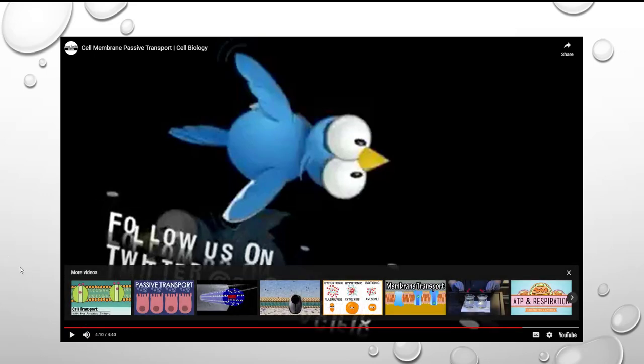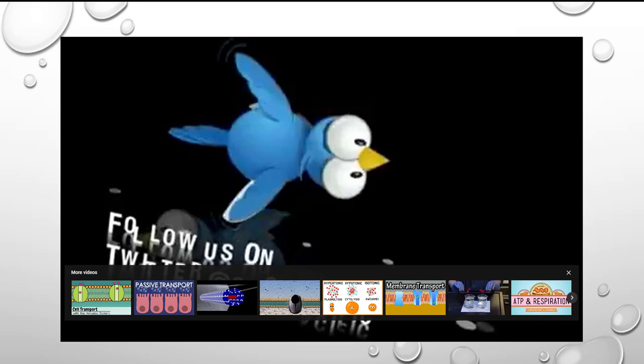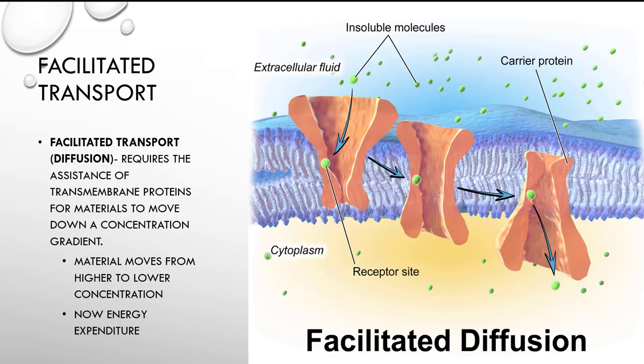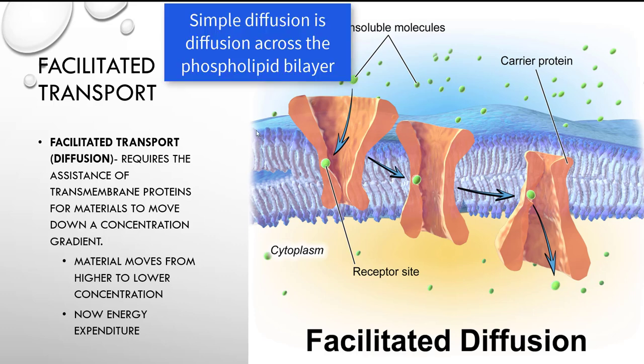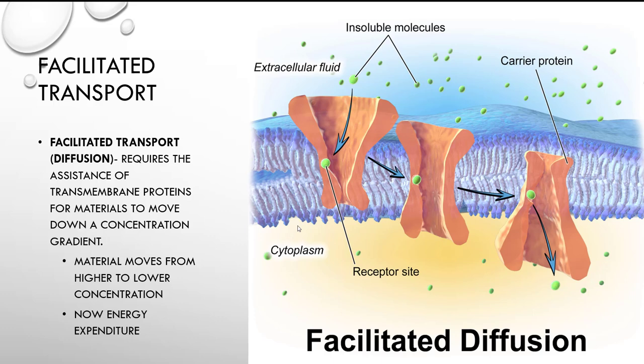Okay, so that video gave us an introduction into facilitated diffusion, and we've already talked about regular simple diffusion. So again, simple diffusion is just what we've been talking about, where substances just go from high concentration to low concentration across the membrane itself. Facilitated diffusion is when we can move larger substances or substances that are unable to pass through the membrane across that membrane through some sort of carrier protein or a transmembrane protein.